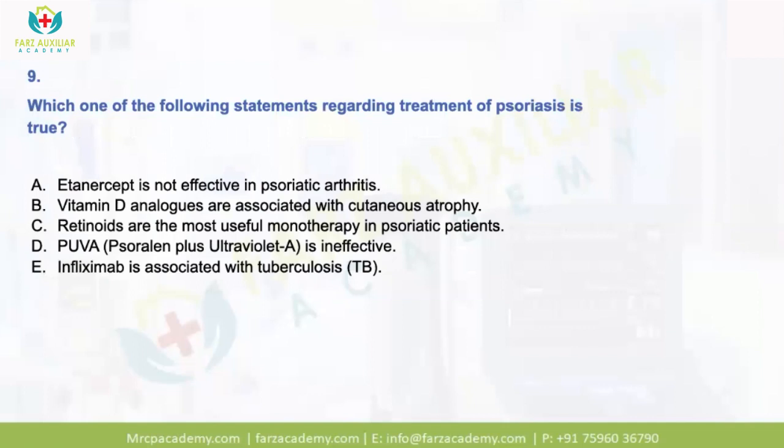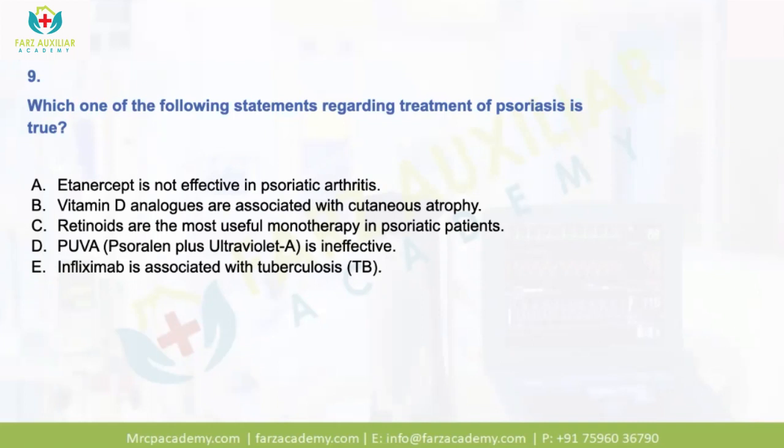Next question: which one of the following statements regarding treatment of psoriasis is true? Etanercept is not effective in psoriatic arthritis. Vitamin D analogs are associated with cutaneous atrophy. Retinoids are the most useful monotherapy in psoriatic patients. PUVA is ineffective. Infliximab is associated with tuberculosis. So which one is true?